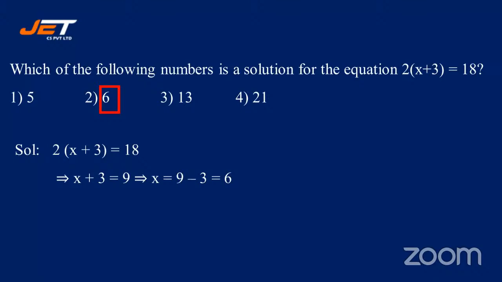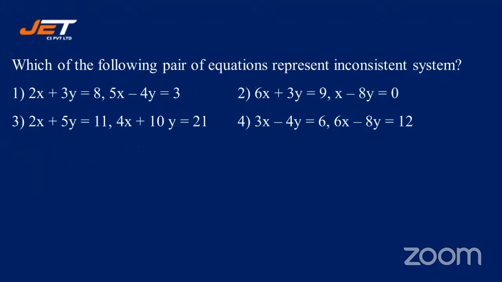All right. So, I think students who gave me option 3, 2 or 3 students gave me option 3 as a correct answer. You would have made calculation mistakes. So, don't make calculation mistakes. These are all very easy questions. All right. With this, we are moving on to the next question. Which of the following pair of equations represent inconsistent system?